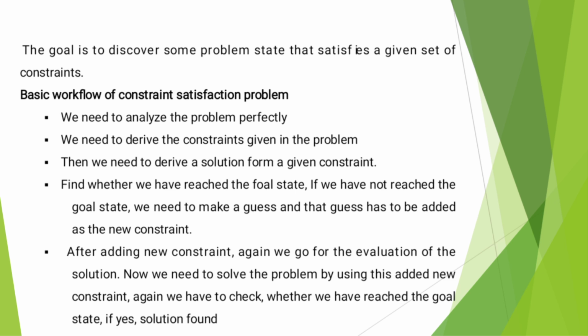If we have not reached the goal state, we need to make a guess, and that guess has to be added as a new constraint. After adding the new constraint, again we go for the evaluation of the solution. Now we need to solve the problem by using this added new constraint. Again we have to check whether we have reached the goal state. If yes, the solution is found.